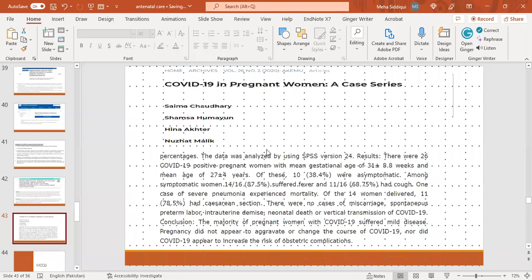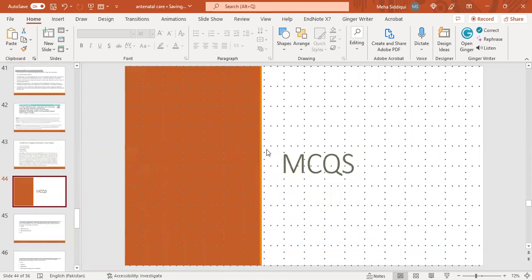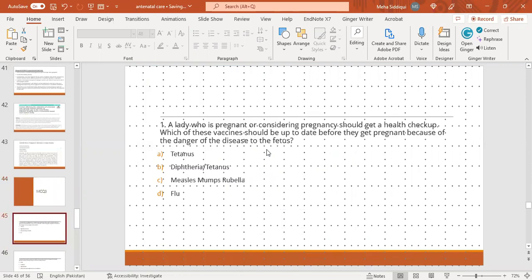However, there were no cases of miscarriage, spontaneous preterm labor, intrauterine demise, neonatal death, or vertical transmission of COVID-19. So the conclusion was that the majority of pregnant women with COVID-19 suffered mild disease. Pregnancy did not appear to aggravate or change the course of COVID-19, nor did COVID-19 appear to increase the risk of obstetric complications. Now coming on to MCQs.